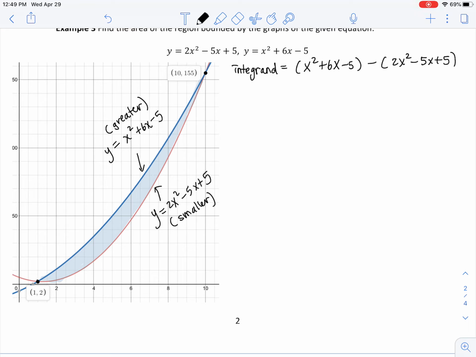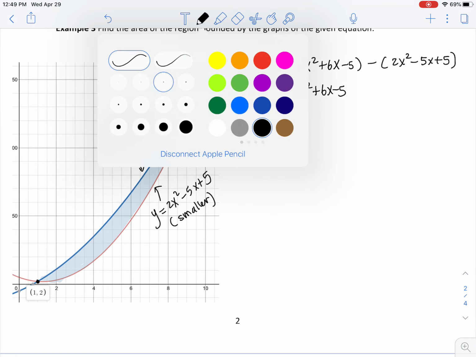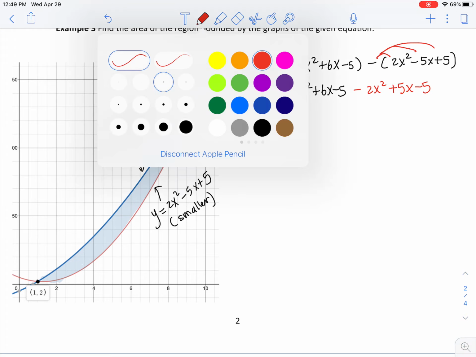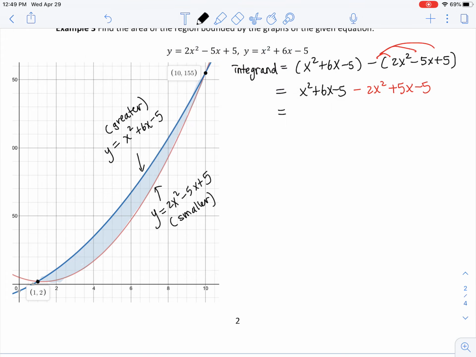You will do x squared plus 6x minus 5 minus the quantity 2x squared minus 5x plus 5. And be very careful with the subtracting one because you need to make sure to distribute the negative. Otherwise, we'll make a sign mistake. So the integrand is going to be negative x squared plus 11x minus 10. So keep that in your paper somewhere because now we are about to find the bounds.